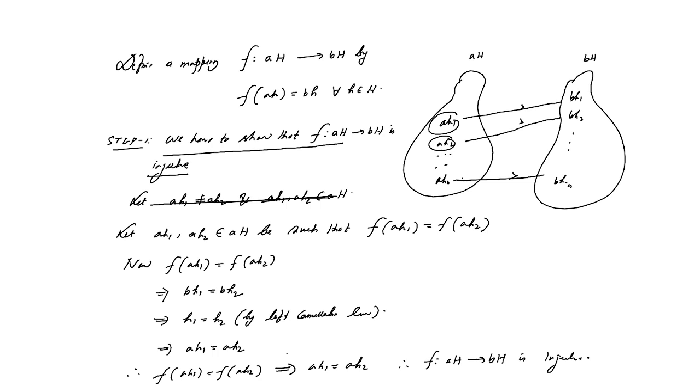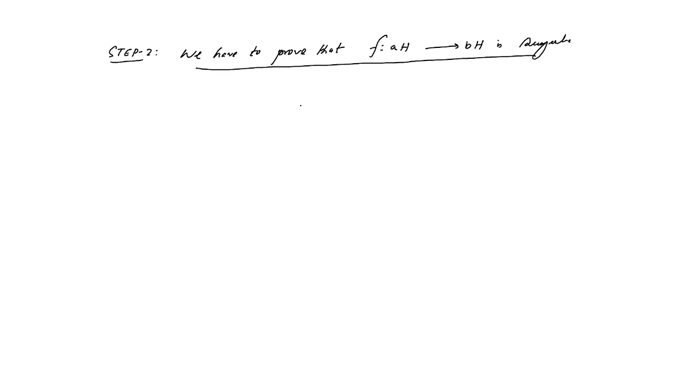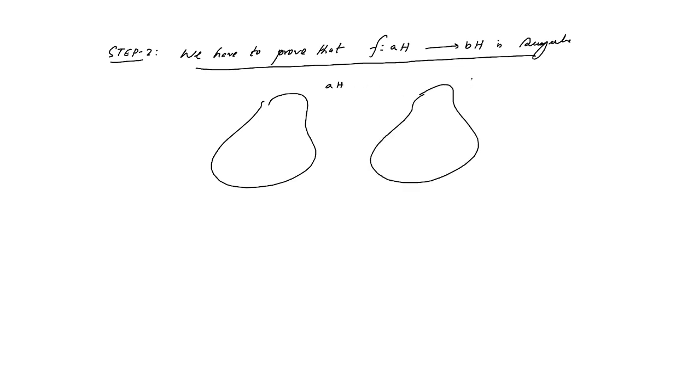Again, we will prove F is surjective. So what is our step 2? We have to prove that the map from H to BH is surjective. How will we show it is a surjective map? So this is H and this is basically BH.